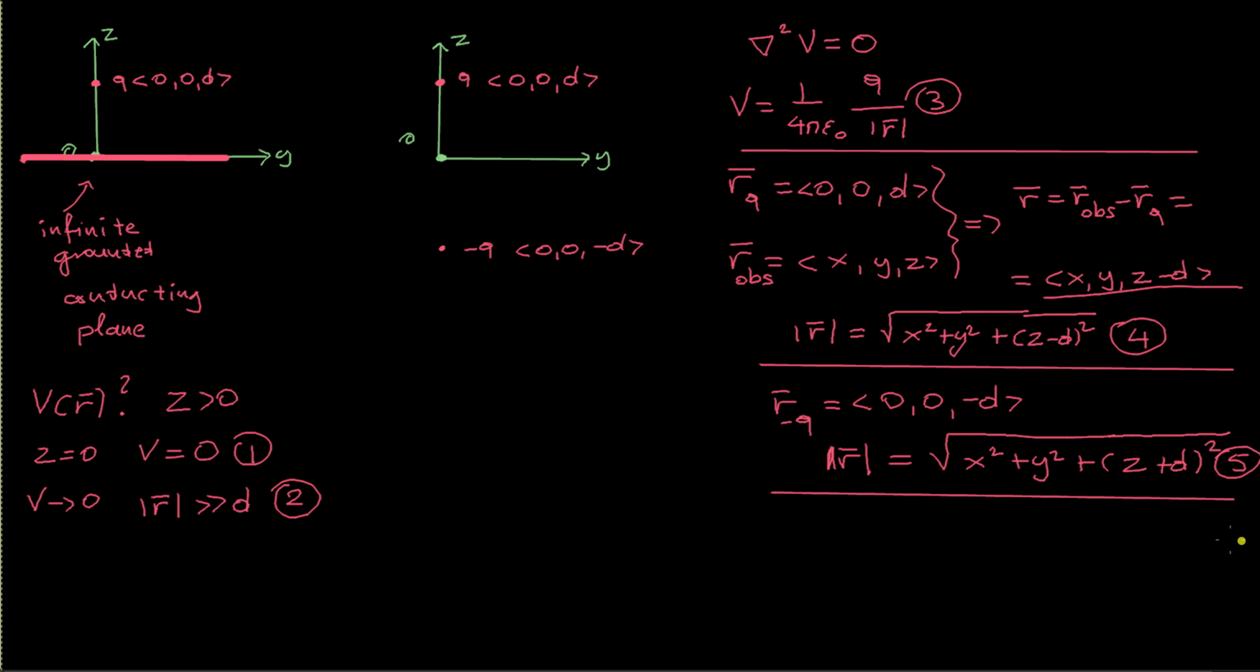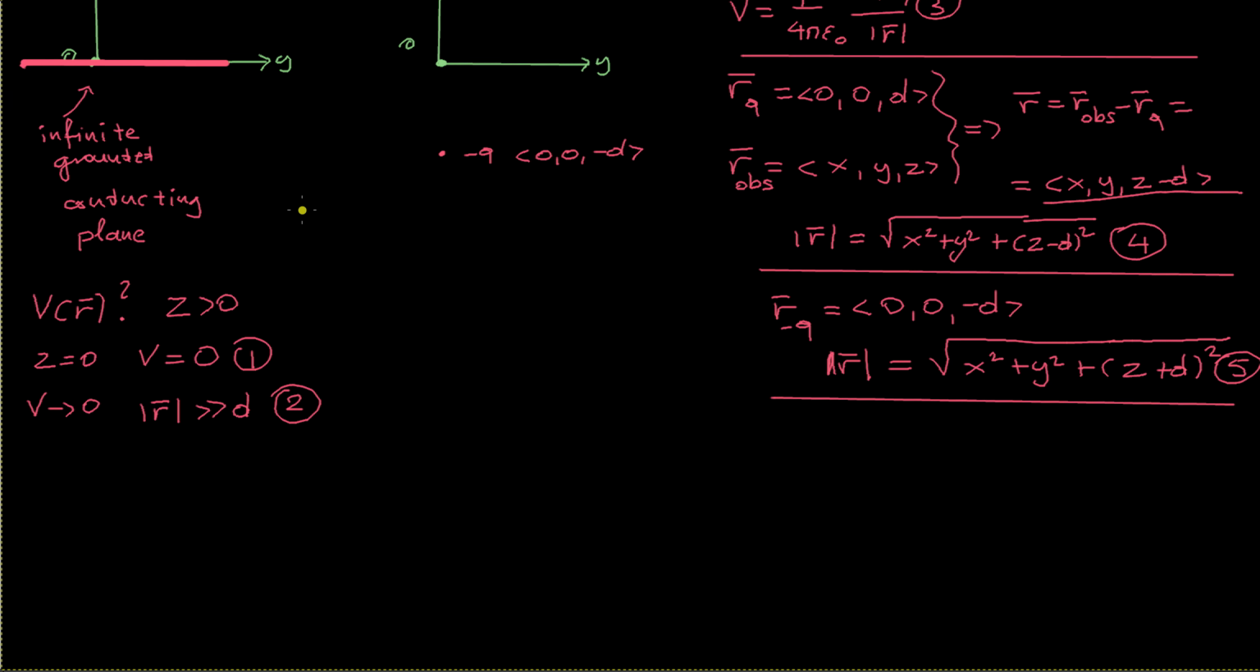I will write the potential due to the charge q, which will be 1 over 4 pi epsilon naught, q divided by the magnitude of r, and this is given by equation 4, so it will be the square root of x squared plus y squared plus z minus d, squared.